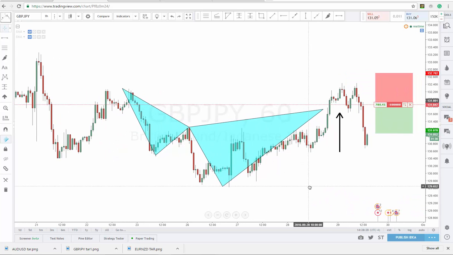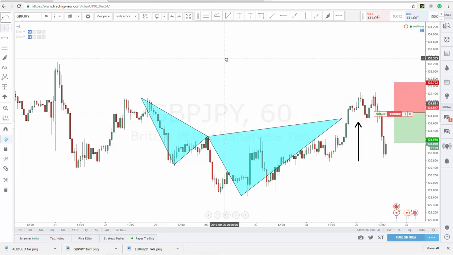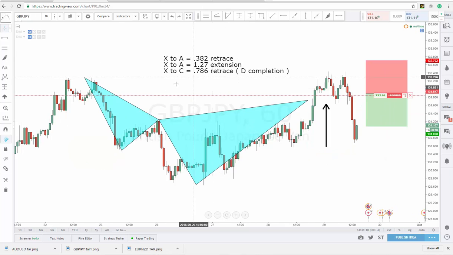And what I'll do now is just go ahead and go over the rules and ratios that I used for this cipher pattern. And I'll actually go ahead and write those out. Alright guys, so what we're going to look at is an X to A retracement of 38.2%. And don't worry, I'm actually going to draw these out with you here in just a second. But as you can see, we have an X to A of a 382 retracement.